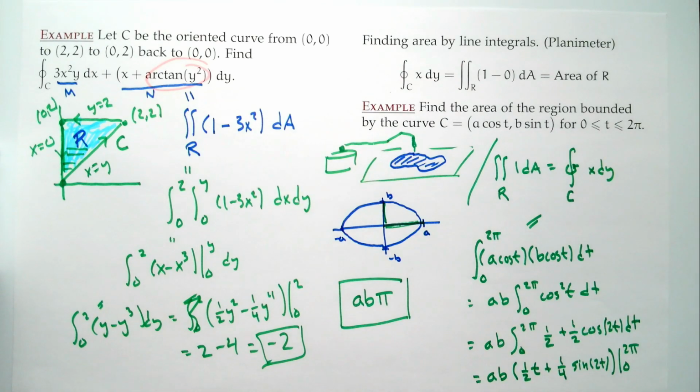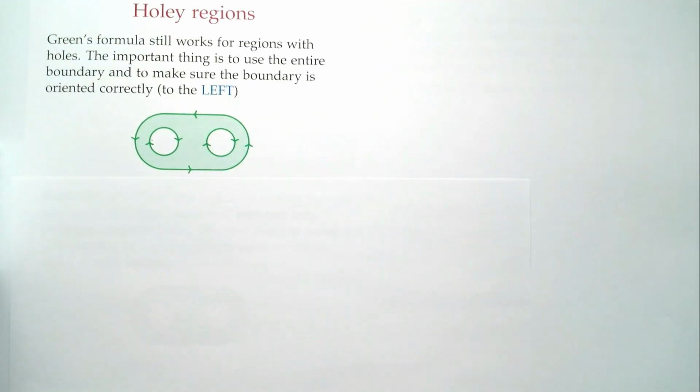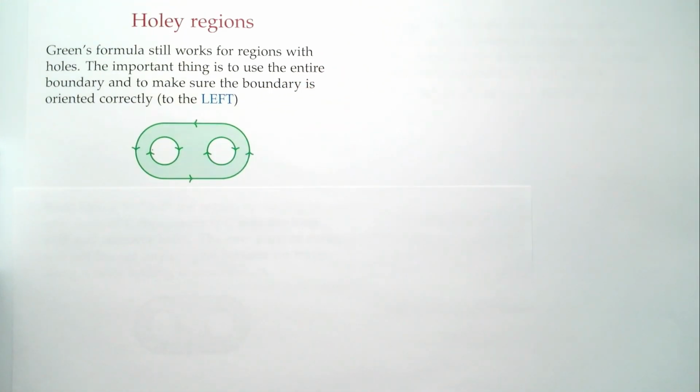All right. So that's all well and good, but what happens if our region isn't quite so simple? In particular, what if our region was a little bit holy? In other words, it had holes in it. So a holy region. Well, the answer is it still works. But you have to be careful. So what do I mean by be careful? You've got to use the entire boundary.